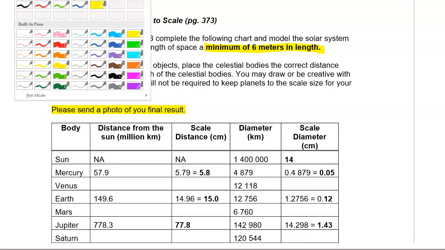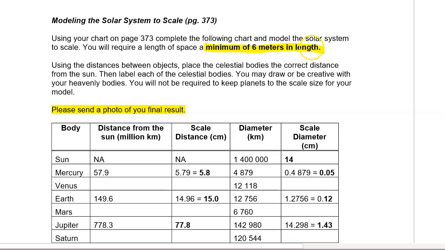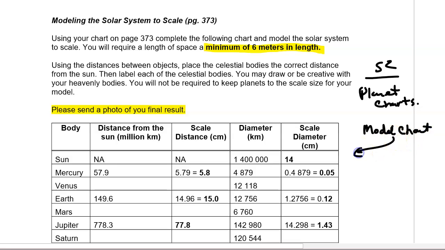Right, so with your S2, you're going to need to be handing in the planet charts, right? The model chart, this one, and a photo of your model.